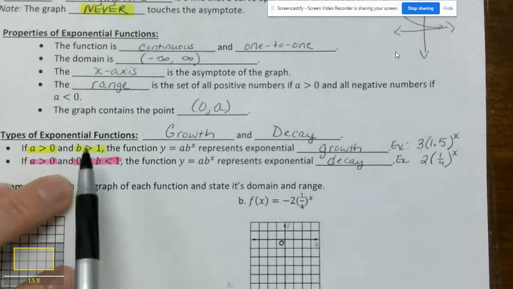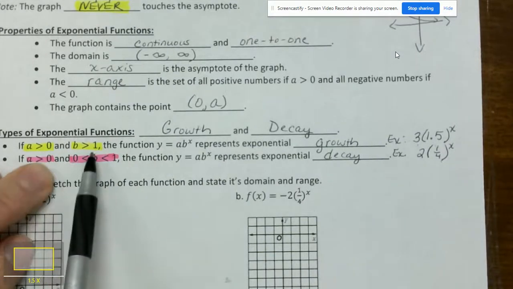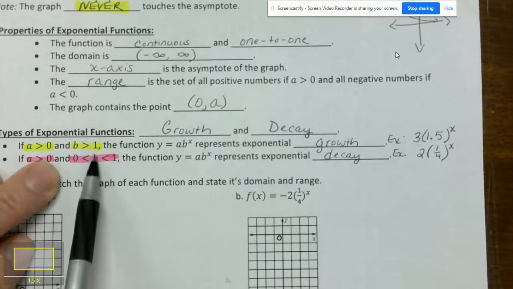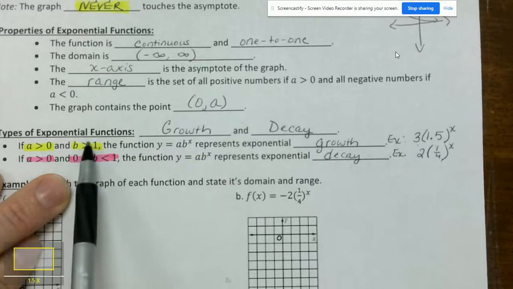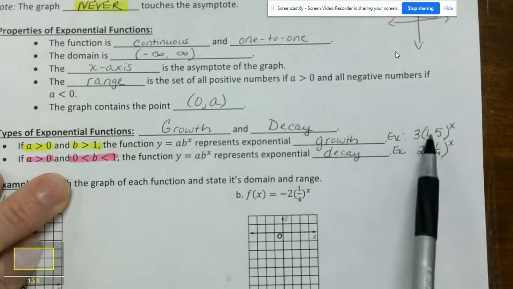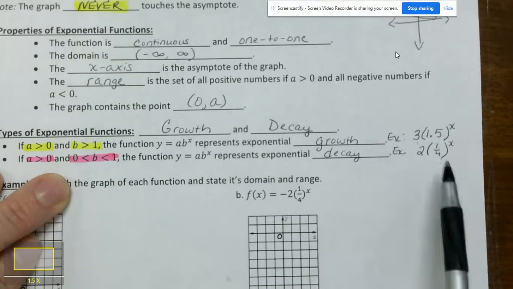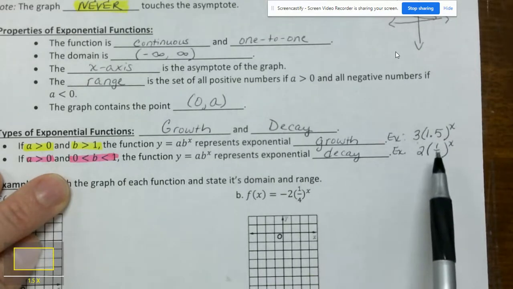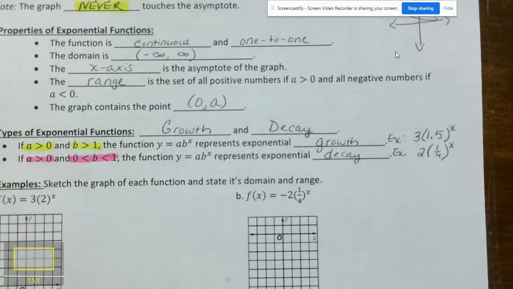So basically, if you notice over here, this stipulation is the same, a greater than 0. So you're basically looking at your b to tell whether or not you have a growth or a decay. So if b is greater than 1, like here, you're going to have a growth. And if b is a fraction between 0 and 1, like here, 1/4, then you're going to have a decay. All right, that's to introduce exponential functions. In the next video, we'll look at graphing them.